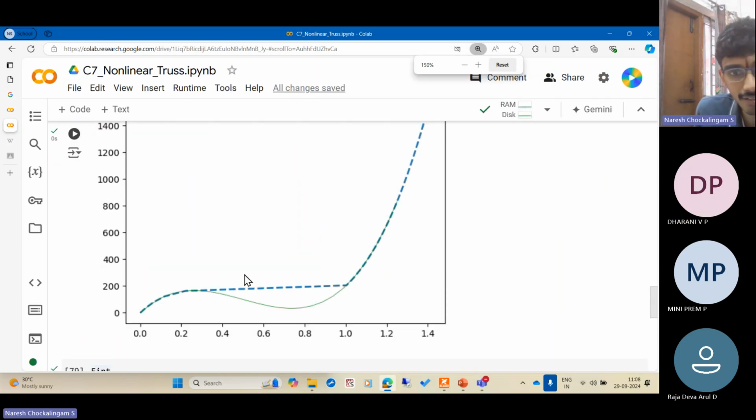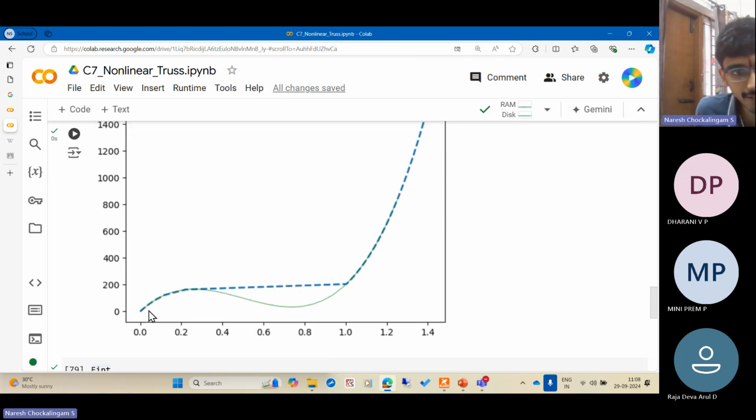So why do you think this happens? When we increase the force, what is happening here? We are increasing the force initially. We're reaching the limit point. Beyond that, it is going large. It is undergoing large strains. It's jumping from this point to this point basically.